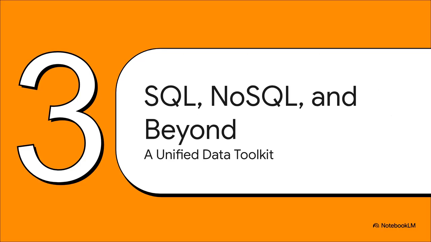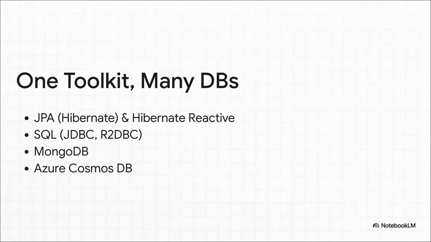Now, you might be thinking, okay, this is great, but is it locked into just one type of database? And the answer is a big nope. Micronaut Data was designed from the get-go to be a flexible toolkit for pretty much any data store you can throw at it. So yeah, this isn't just for one kind of database. Whether you're in the traditional relational world with JPA and Hibernate, or you're working directly with JDBC or R2DBC, or even if you're in the NoSQL space with MongoDB or Azure Cosmos DB, Micronaut Data gives you that same consistent compile-time powered experience. You get the same awesome benefits no matter which backend you pick.